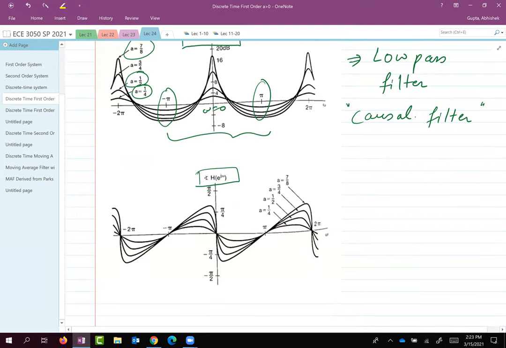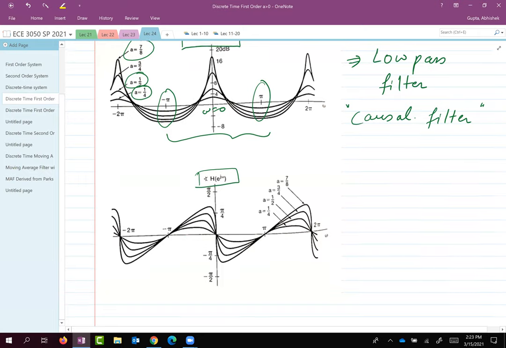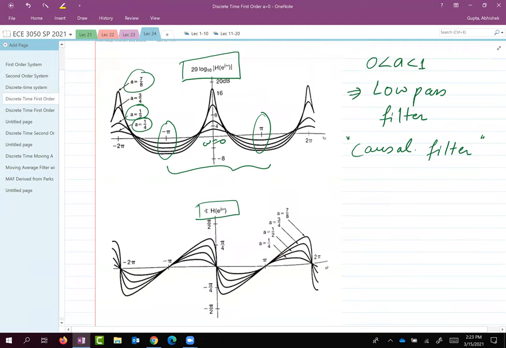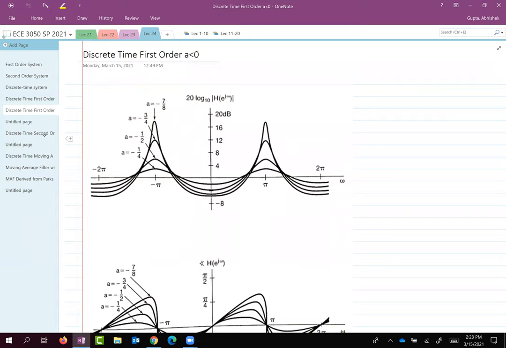Now the phase plot also looks like this. If you give it a certain frequency, then you will see a phase shift in the output according to this curve. Okay. So this is for the case when a is positive and less than one. Let's look at the case when a is negative and greater than minus one, so minus one less than a less than zero. So I have various values of a. This is omega equals zero.